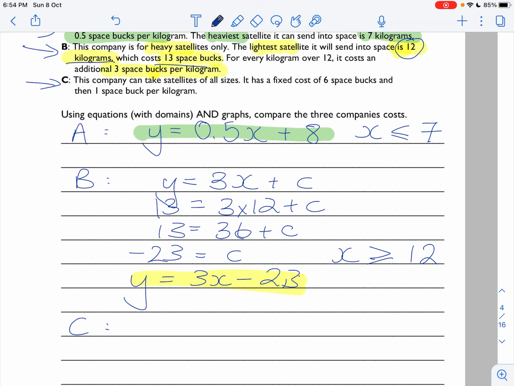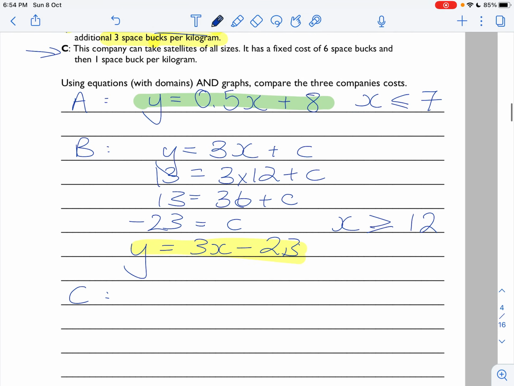Okay, so for C, we're going to take any satellite, but X will have to be greater than or equal to 0, of course. Oops, the other way around. Let's rip that out. Greater than or equal to 0.